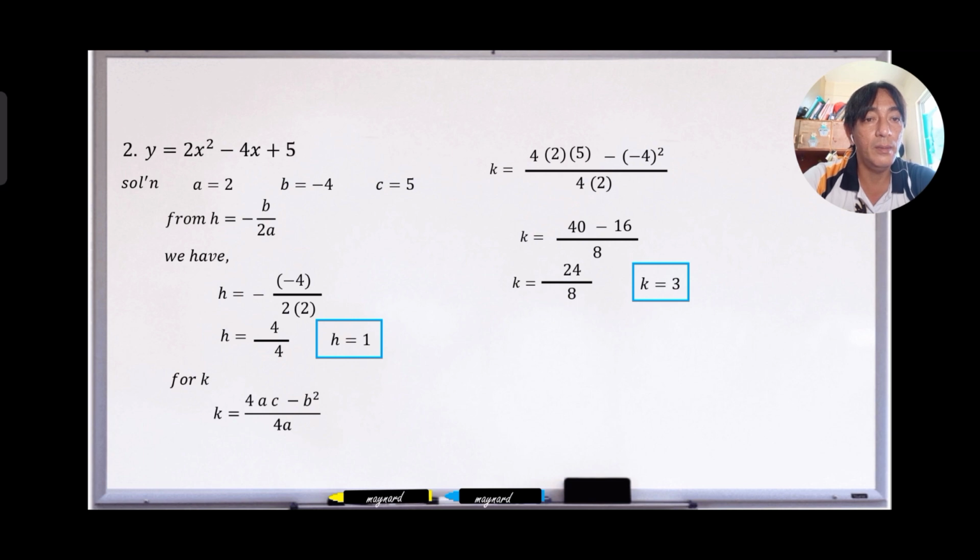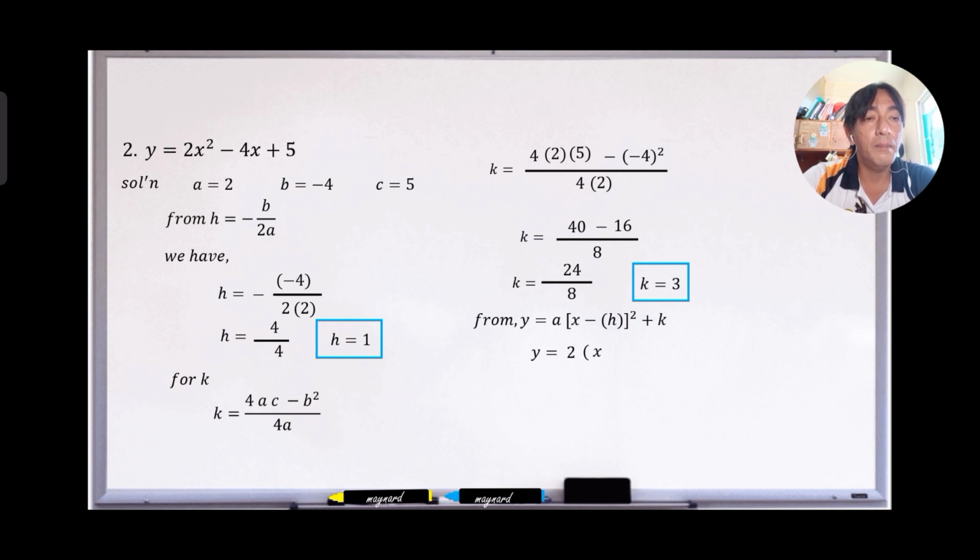So, now we know the value of h and k, which is 1 and 3. I-plug in na natin siya dun sa formula ng vertex form, which is y equals a quantity of x minus h quantity squared plus k. So, dahan-dahanin natin. Y, ang a natin ay 2. Lagay natin 2.